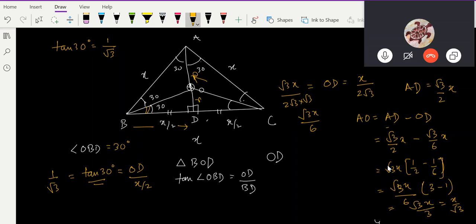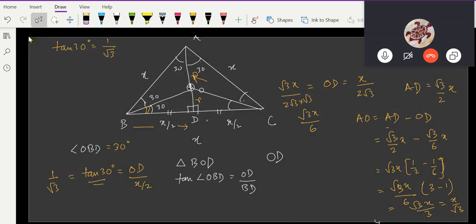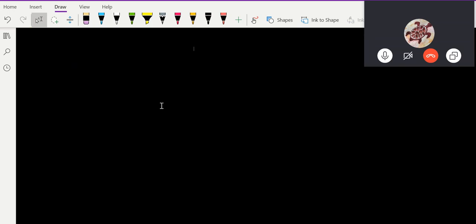Now, in case of equilateral triangle, what is the area if the side is a? Root 3 by 4 a square. Correct.